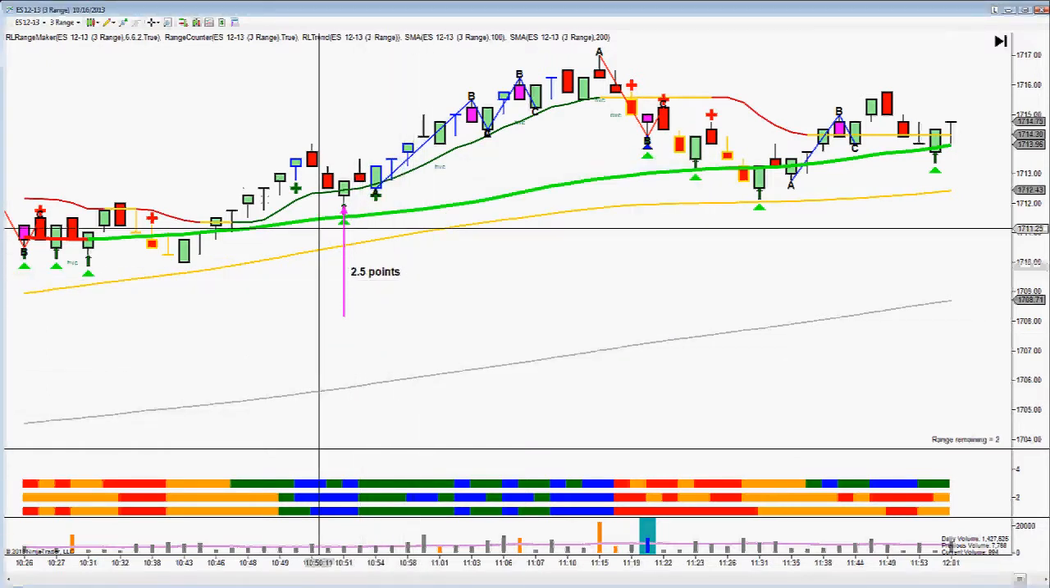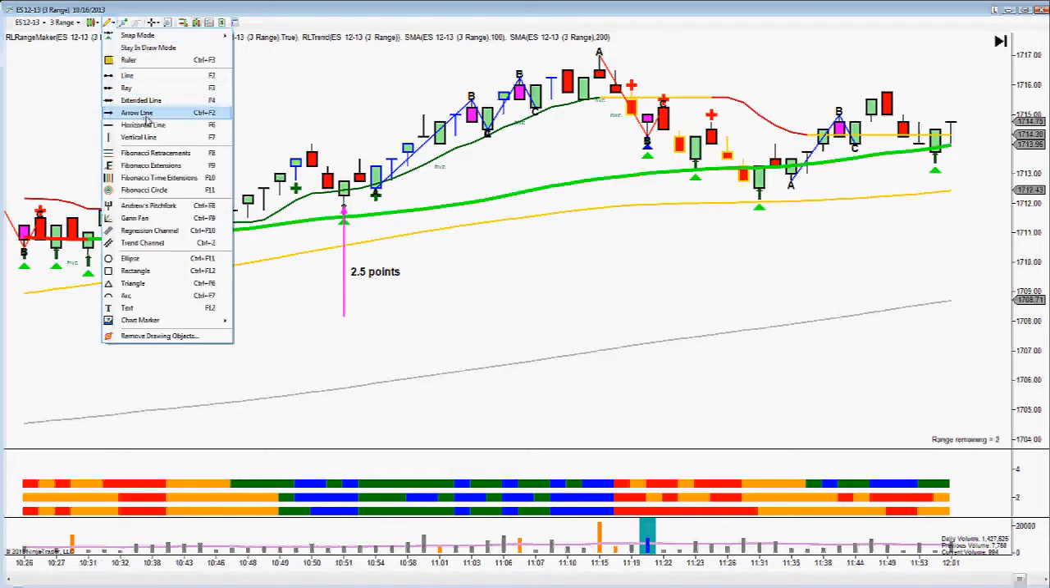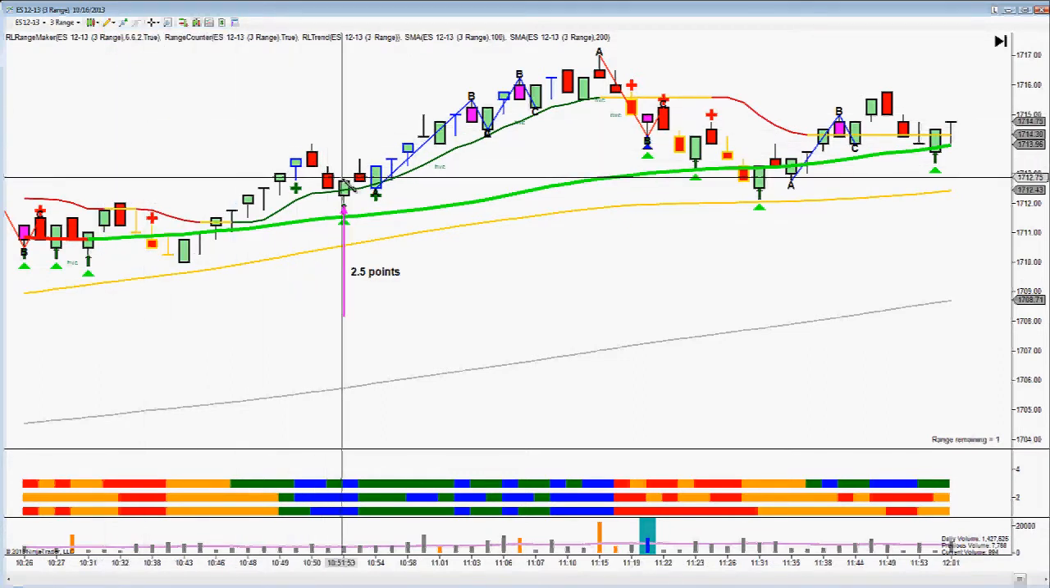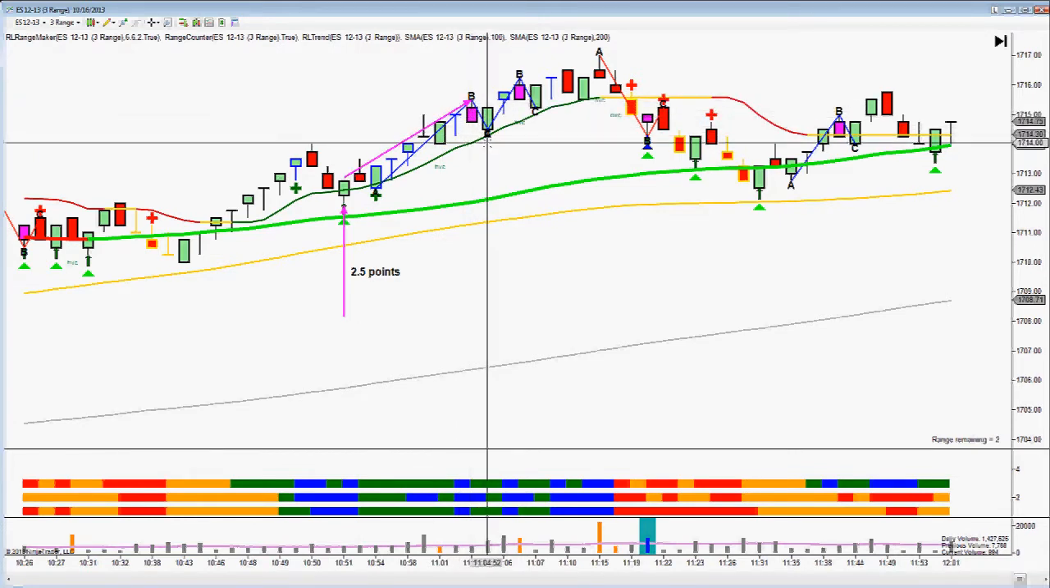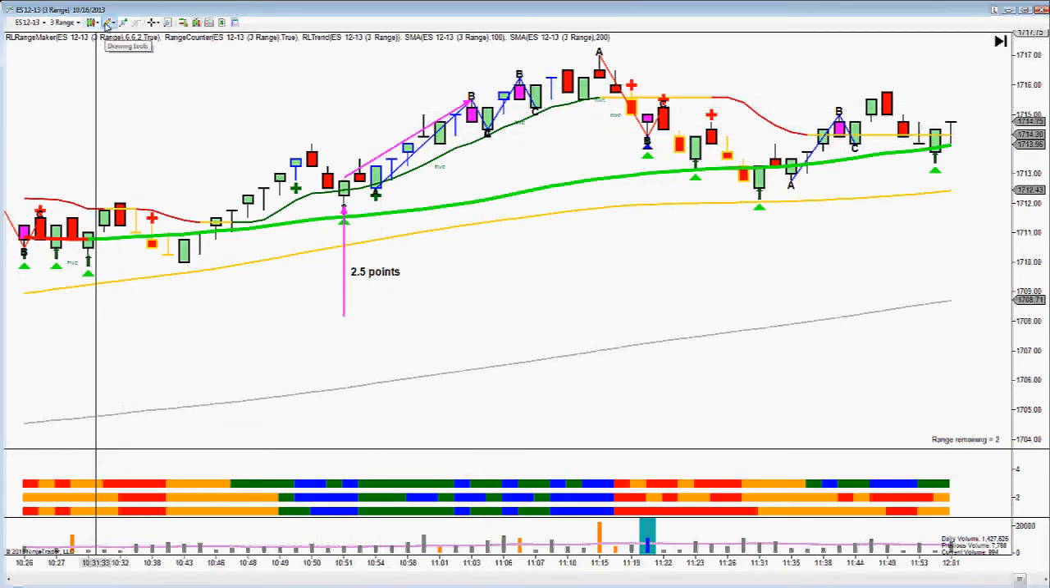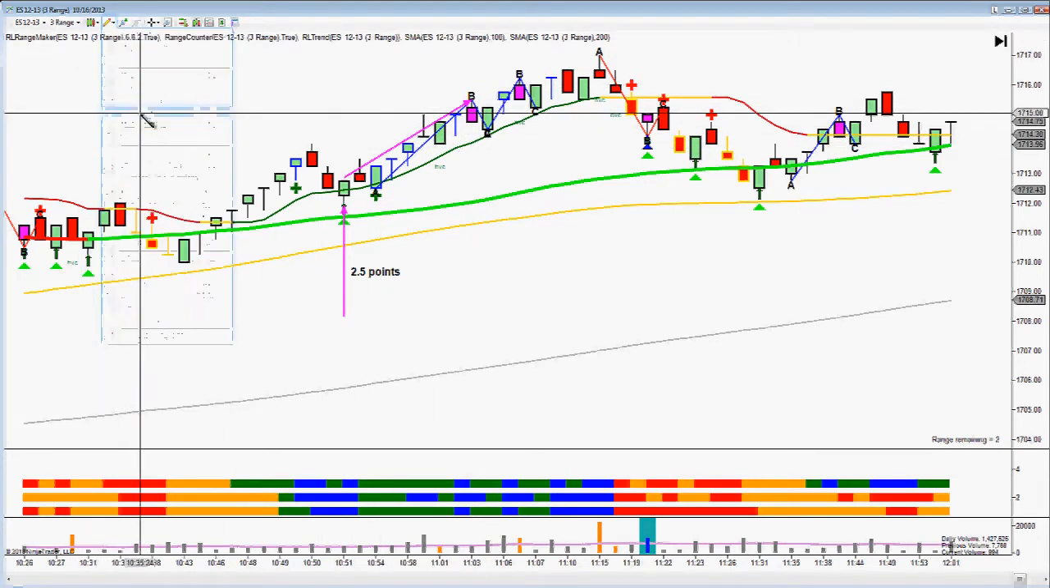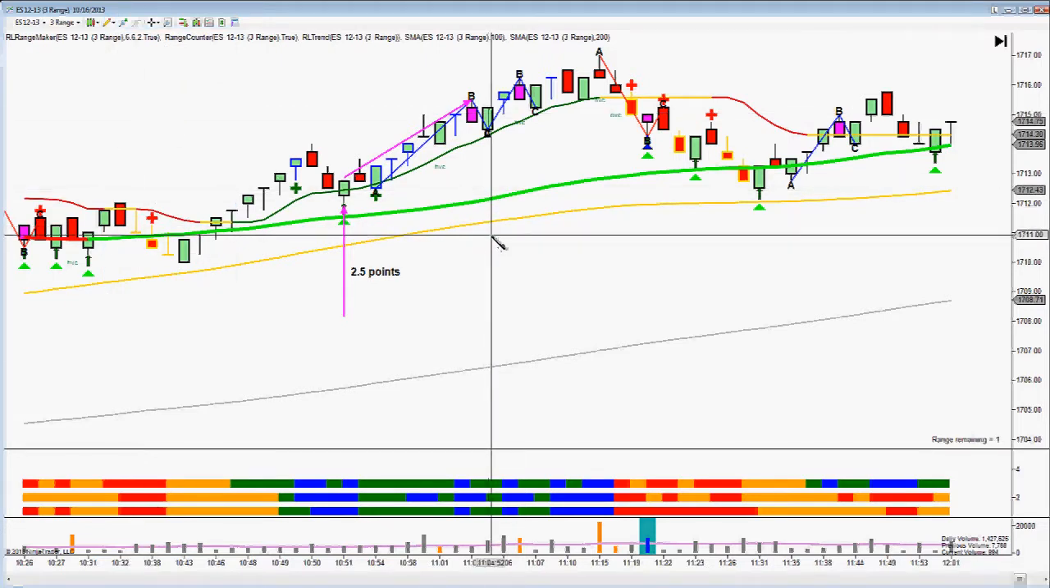Now I'm taking the move very conservatively. Just moving from the high of this candle up to here. And then on this pullback, you're going to get stopped out. But then you have a terrific re-entry on this C candle.